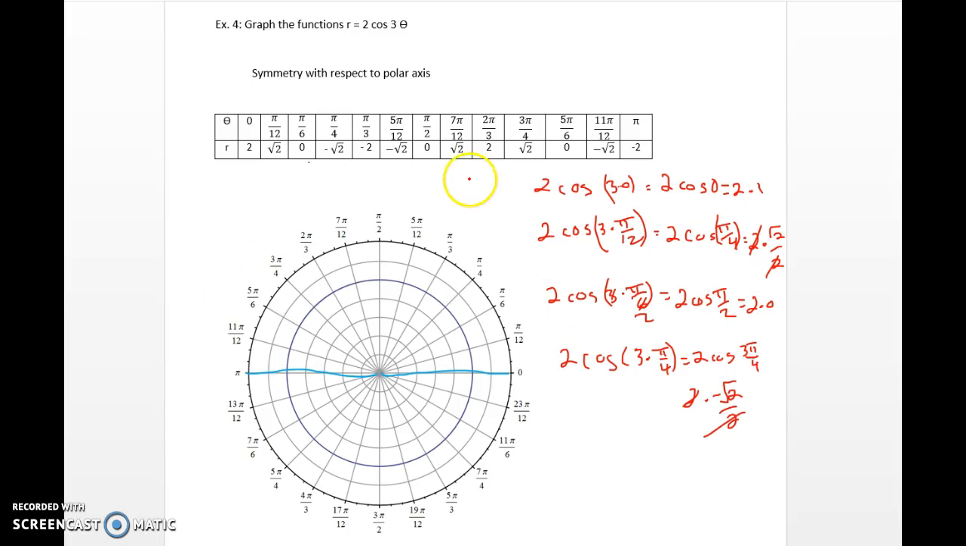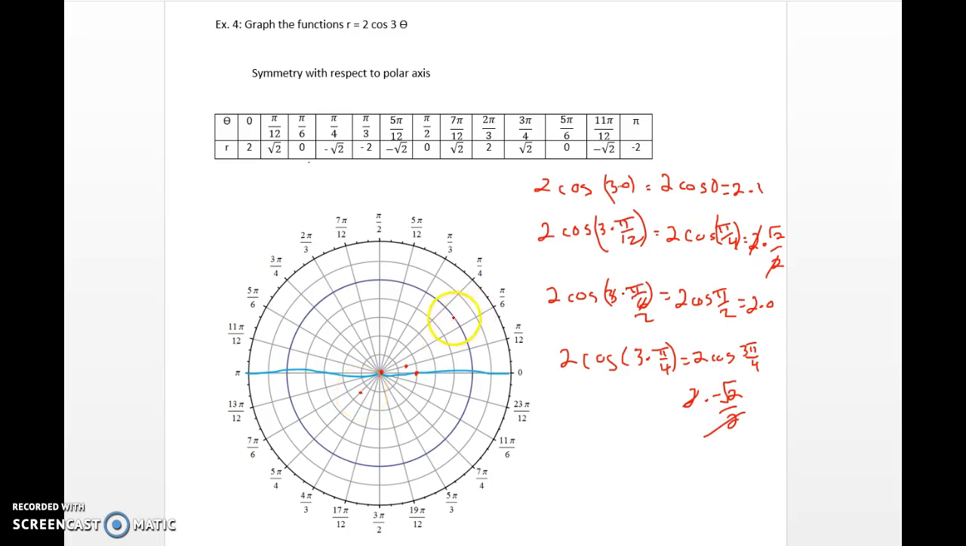And we'll get our 0 to pi r's. So when theta is 0, r is 2. When theta is pi over 12, r is root 2, which is 1.4. When theta is pi over 6, r is 0. R is 0 at the pole or the origin. When theta is pi over 4, r is negative root 2. So instead of being here at pi over 4, we have to go down to 5 pi over 4, and that's a root 2, which is 1.4.